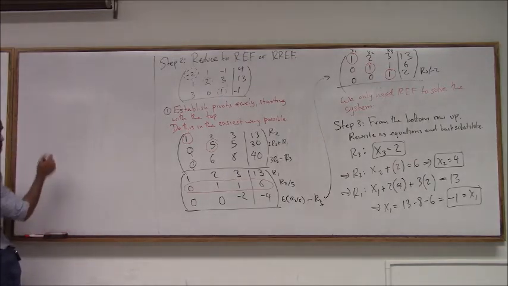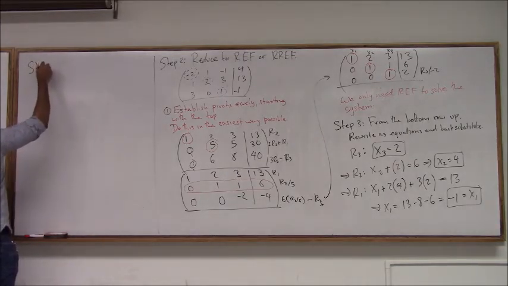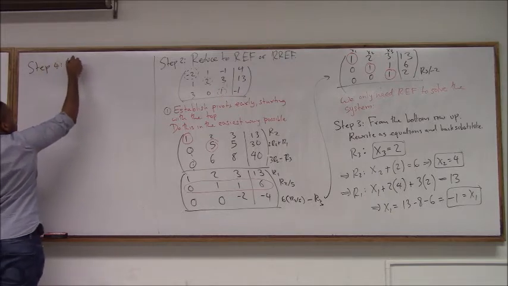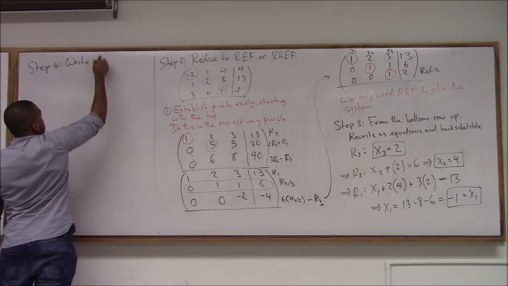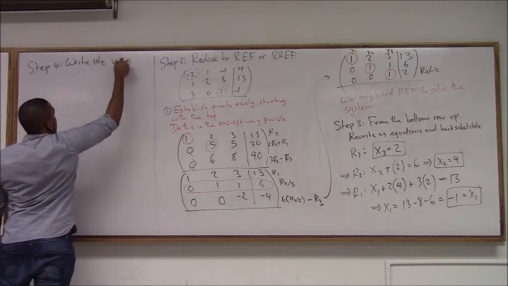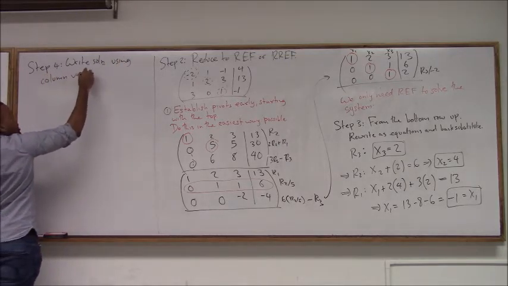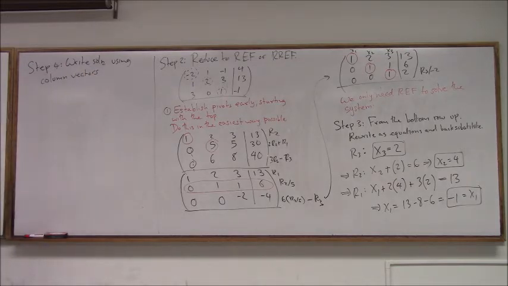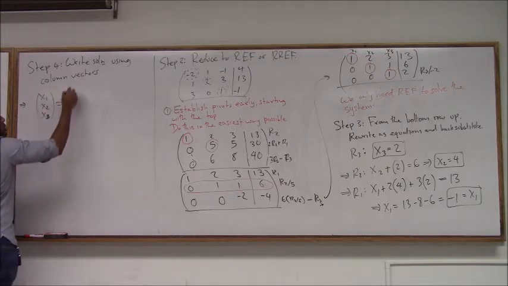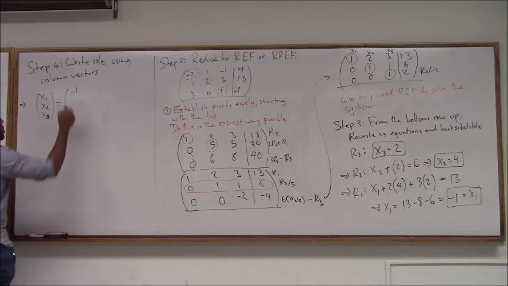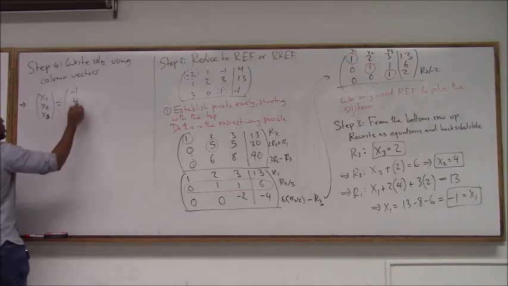So this means my solution is going to be x1, x2, x3. This is now step 4. Write the solution using column vectors. This is basically for the future, we're going to use the column vectors to give us other information like bases and things like that. So it's nice to write them this way. So in our solution, it's going to be this guy: minus 1, 4, 2.